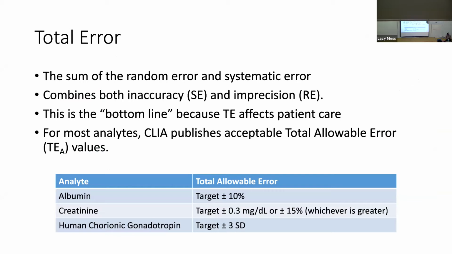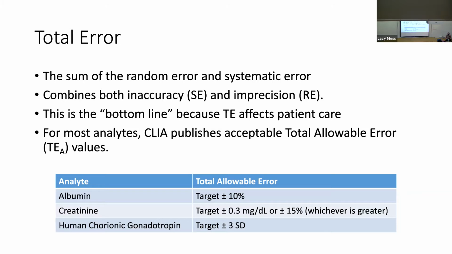All right. So total error. This is the sum of the random error and the systematic error. So you combine those together. And so that combines the inaccuracy that comes from the systematic error and the imprecision that comes from the random error. And this is basically the bottom line of how much error there is in your assay.